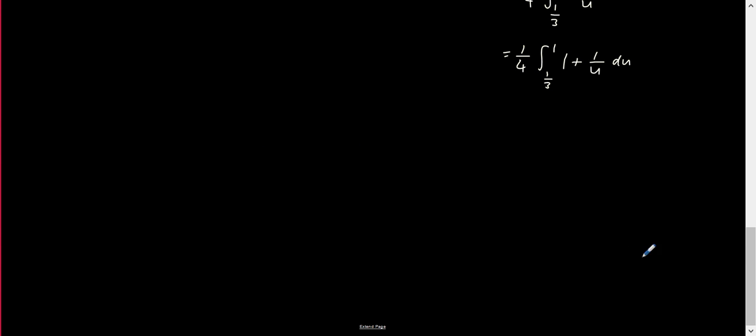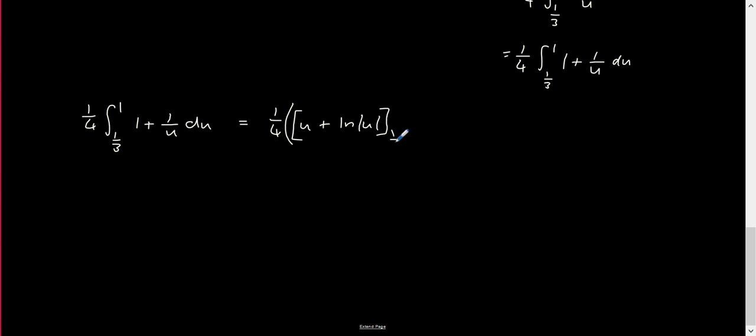So now we're ready to actually go ahead and integrate. So 1/4 of this integral, 1 plus 1 over u du, is equal to 1/4, and then we'll do our integral. So we've got u plus natural log of u between 1/3 and 1. Okay. And then we'll substitute. So we've got 1/4, we've got 1 plus natural log of 1 is 0. We substitute our third. We have a third plus natural log of a third.